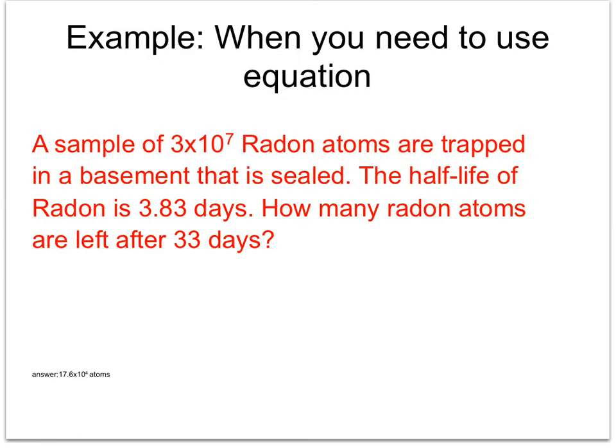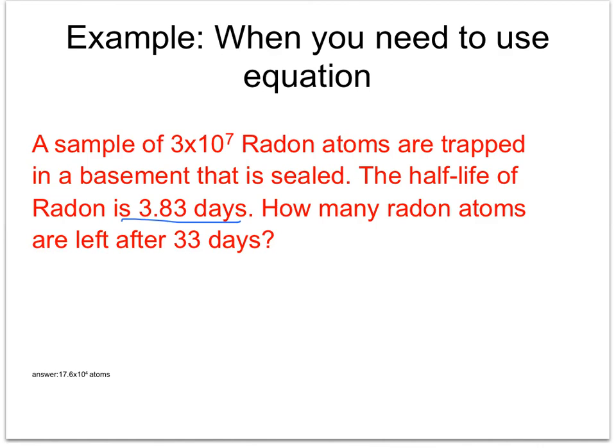Sometimes the only way to actually do these problems would be to use the algebraic equation, when the half-lives are not whole numbers, and so that disables that first approach. Let's take a look at this example. A sample of 3 times 10 to the 7th radon atoms are trapped in a basement that is sealed. The half-life of radon is 3.83 days. How many radon atoms are left after 33 days?